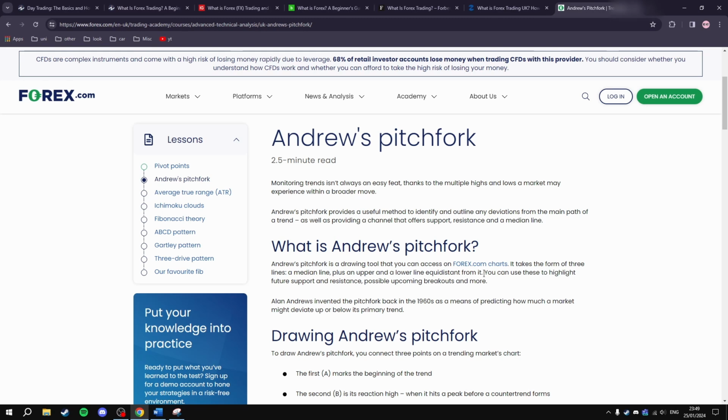What is Andrews' pitchfork? Andrews' pitchfork is a drawing tool that you can access on Forex.com charts. It takes the form of 3 lines, a median line plus an upper and lower line equidistant from it, aka the same distance from the median line. You can use these to highlight future support, resistance, possible upcoming breakouts and more. Alan Andrews invented the pitchfork back in the 1960s as a means of predicting how much a market might deviate up or below its primary trend.